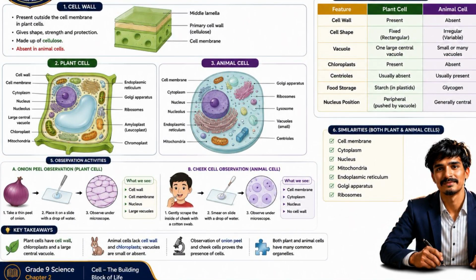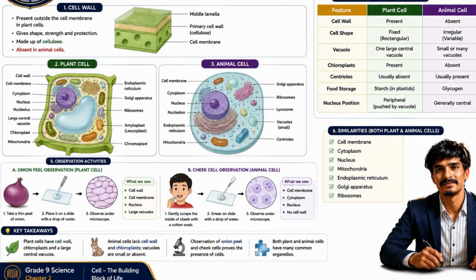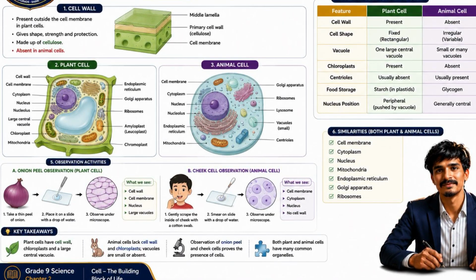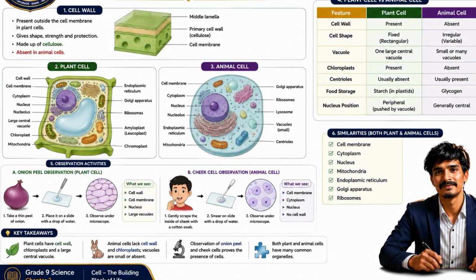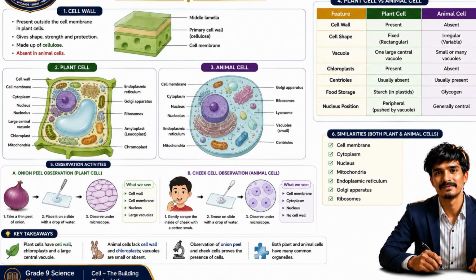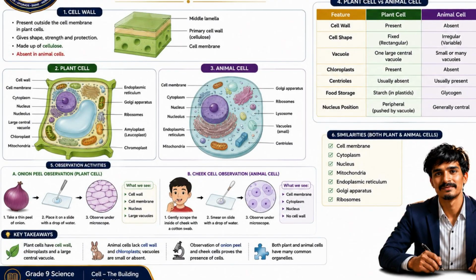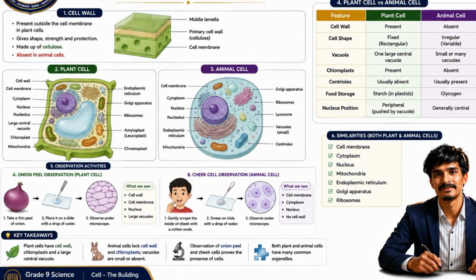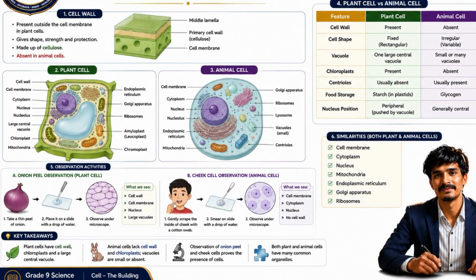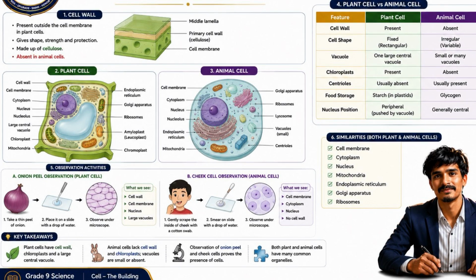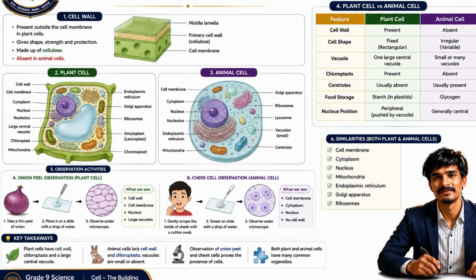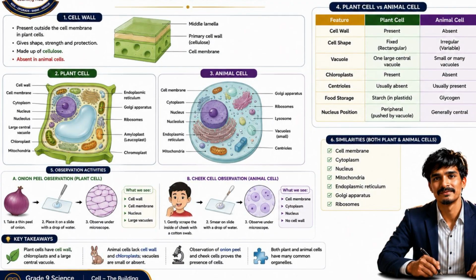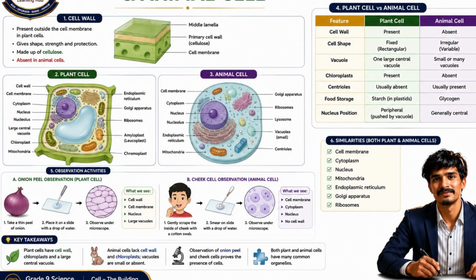The first activity involves observing onion peel cells. A thin peel is removed from the inner surface of an onion scale leaf and placed on a microscope slide. After adding a drop of water and stain, the cells can be observed under a microscope. Students can clearly see the rectangular shape of the cells, the cell wall, cell membrane, nucleus, and large vacuole.